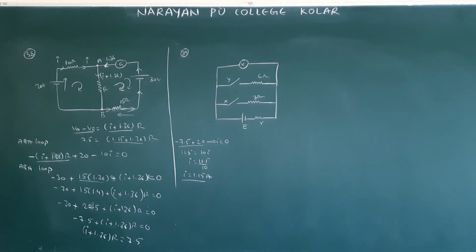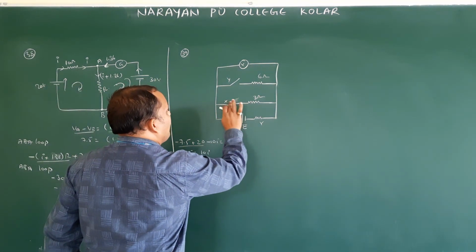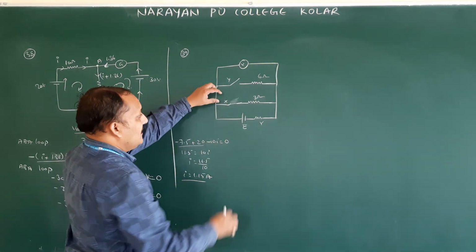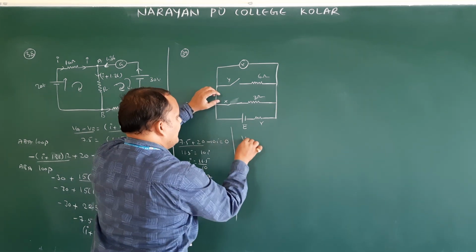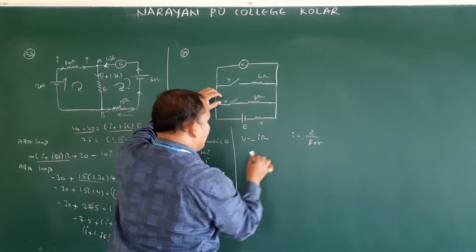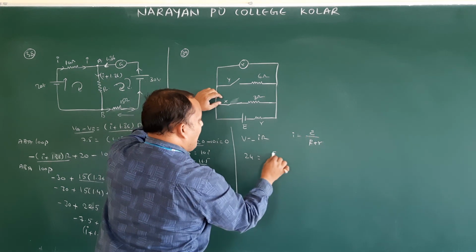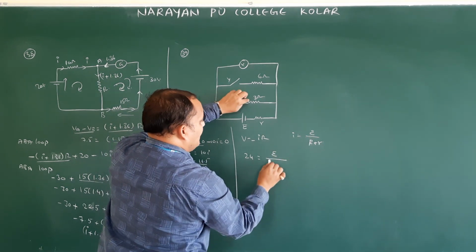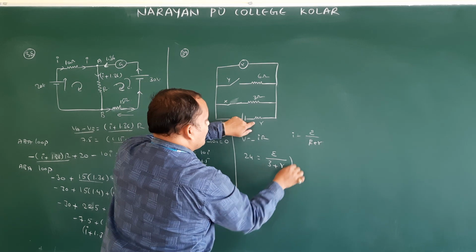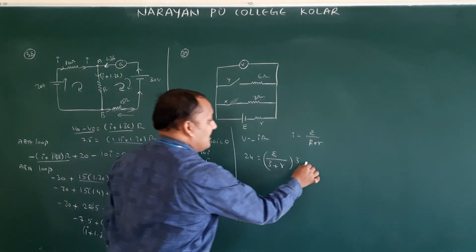So when switch X is closed, Y is open. X is closed means which resistance is working? Here X is closed, then this resistor is not working. Therefore, here voltage V is equal to I into R. So I is equal to E by R plus r. This voltage is 24 volts. I is equal to E by this capital R value 3 plus small r, into this capital R value 3. Call it equation number 1.